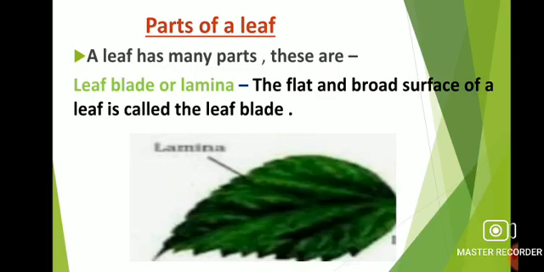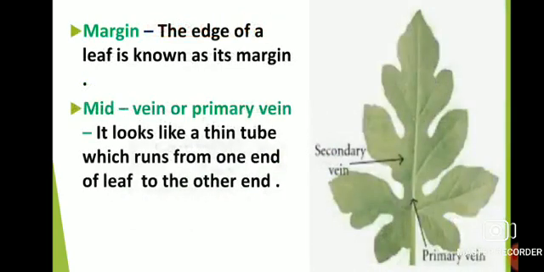Now the next one is margin. The edges of the leaf are called margins. It can be rough, sharp or smooth. Now the next one is mid-vein or primary vein. Children, a thick vein that runs along the length of the leaf is called mid-vein or primary vein. You can see the image of primary vein in the given figure.